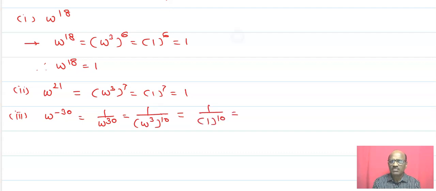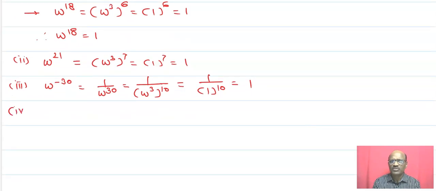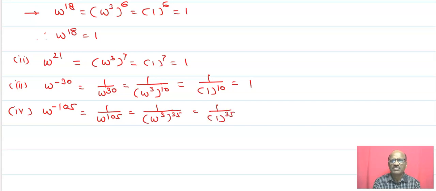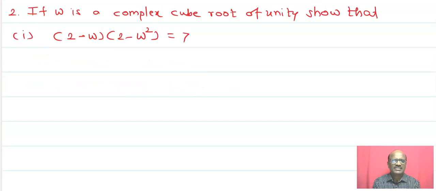Omega raised to minus 30 can be written as 1 upon omega raised to 30, that is equal to 1 upon omega cube and whole bracket raised to 10. Again omega raised to 3 is 1, and 1 raised to 10 is equal to 1. Omega raised to minus 105 is 1 upon omega cube bracket raised to 35. Again its value is 1.